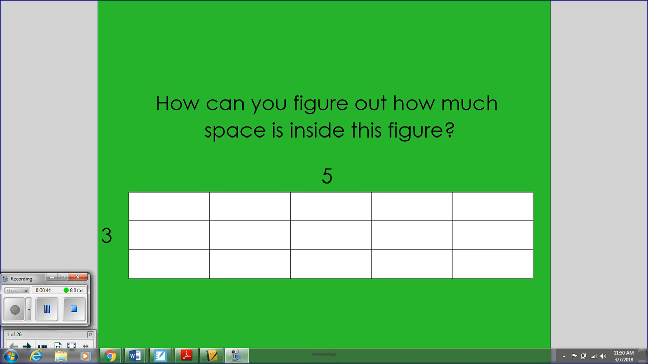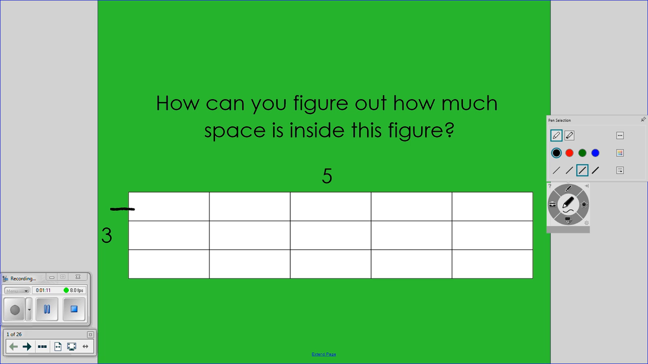How can I figure out how many of those tiles are inside that shape? How could I do it? Lucy, how could I do it? We can do a skip count. Sure, I can do skip counting. There's 3 down, and then 5 across. So you can do 5, 10, 15.